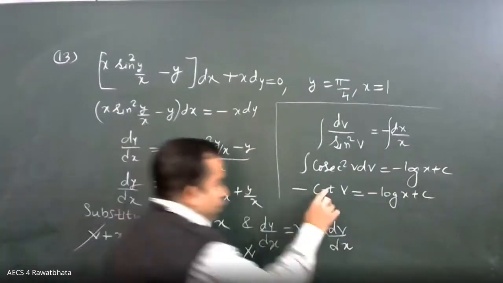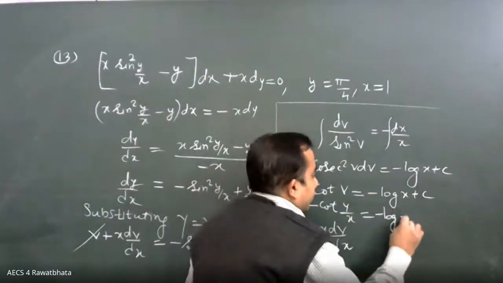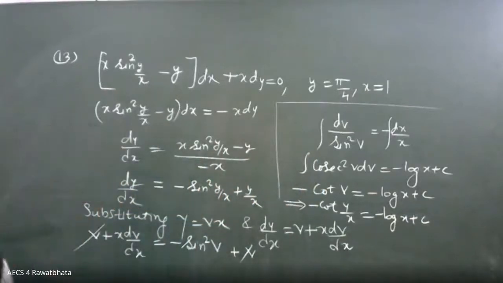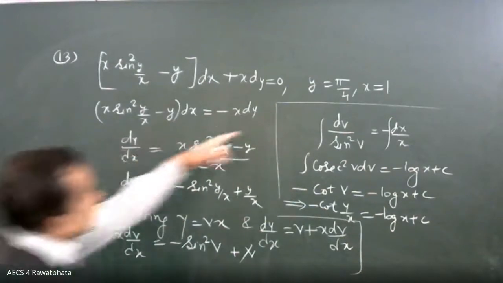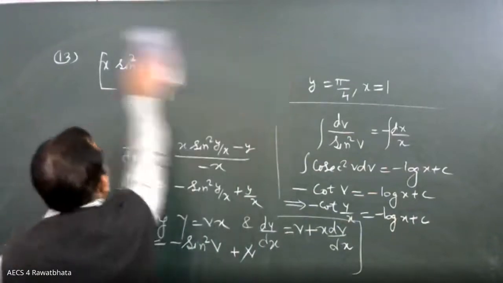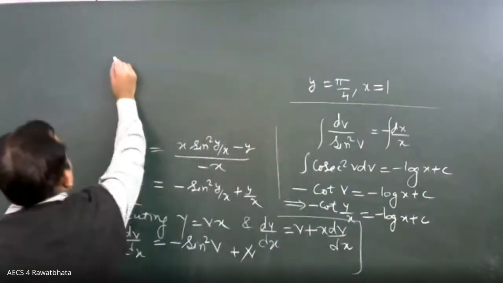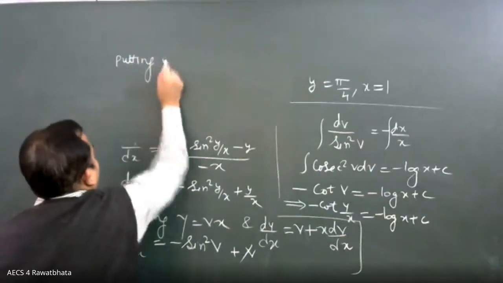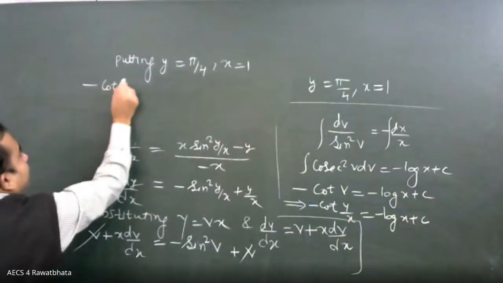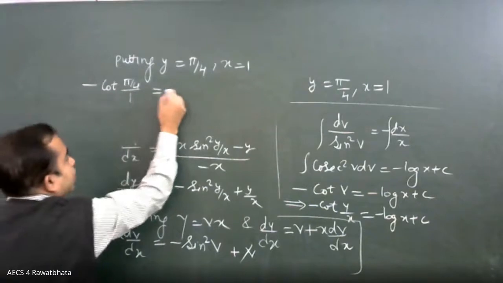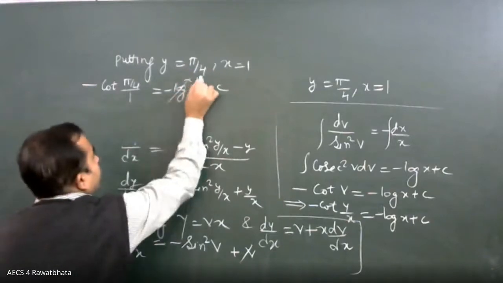Let me first put the value of V. V was y upon x. And here I got the general solution. But C value also I have to calculate. So what is the value of y and x given? Y equals to pi by 4. So let us put y equals to pi by 4 and x equal to 1. This will become minus cot pi by 4 upon 1 equals to minus log 1 plus c. Cot pi by 4 is also 1. Log 1 is 0. So c equal to minus 1.